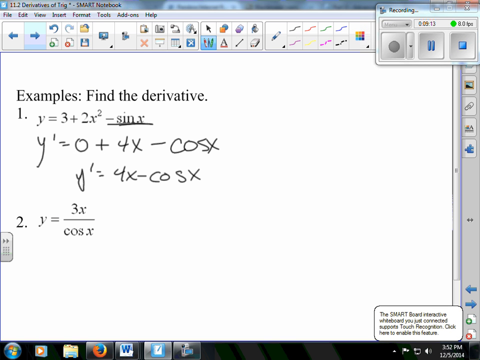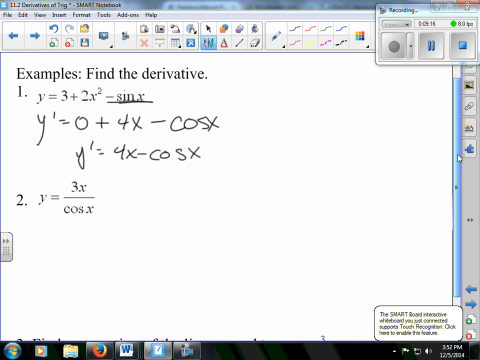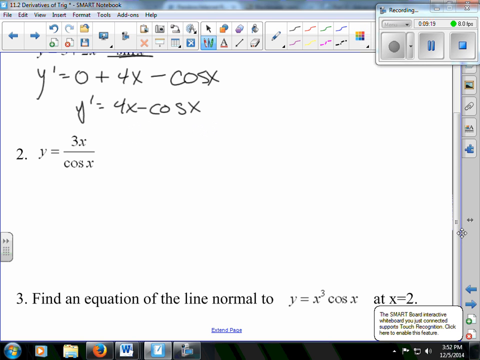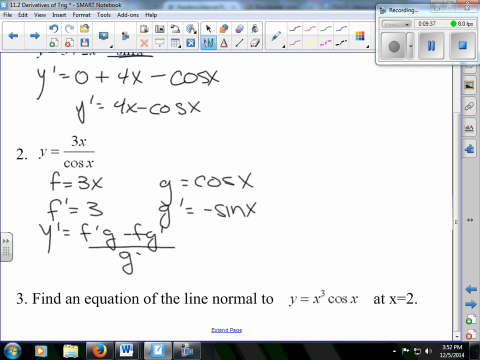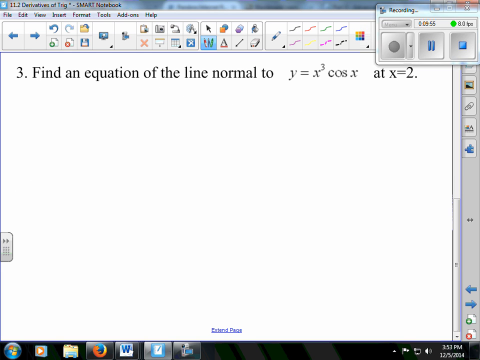Now we're going to go on to number 2. Here I have a quotient, and so I need to use the quotient rule. So my top is f, that will be 3x, and my bottom is g, that's cosine of x. So f prime is 3, g prime is negative sine of x. And so I'm going to use my quotient rule, f prime g minus fg prime over g squared. So this is going to be 3 cosine of x minus 3x negative sine of x, that's why I made that a plus, all divided by cosine squared. And I'm just going to leave it here like that, no simplifying.